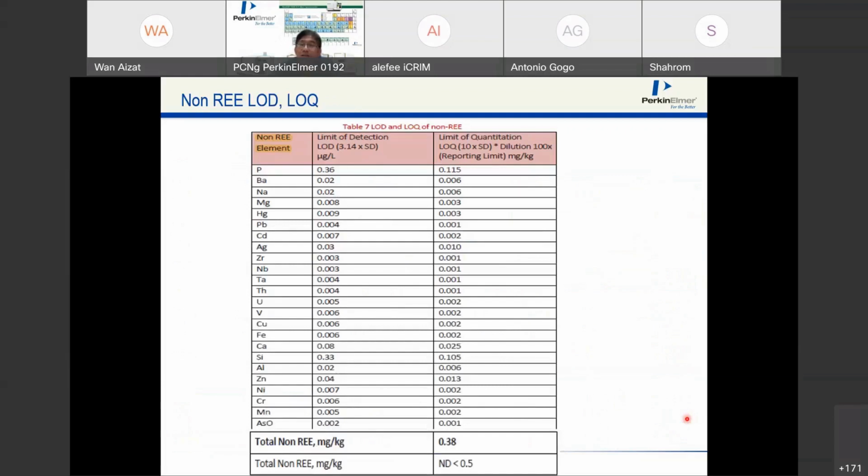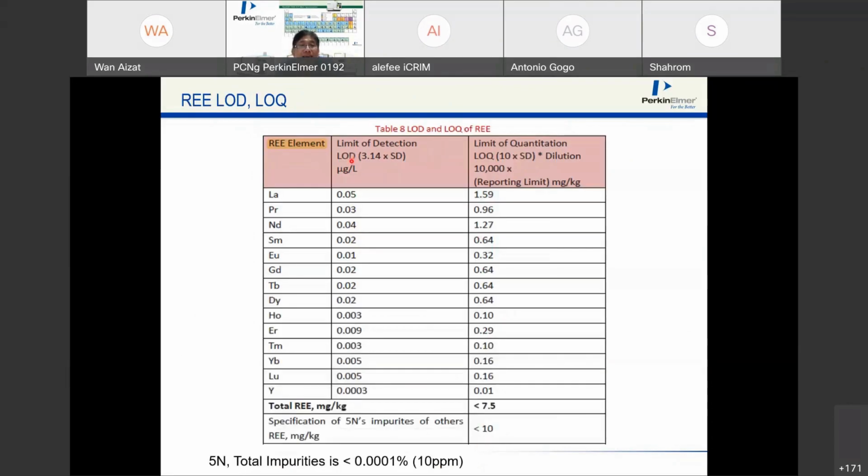So now it is not only challenging, we also have to analyze the non-rare-earth elements, so many elements, and the levels have to be very low. The total of all the rare earth elements is less than 0.38 ppm. And this is without the rare earth element, because we are doing Ce. We are not checking on Ce. The total rare earth present in this sample, Ce, is 7.5. The total is less than 10 ppm.